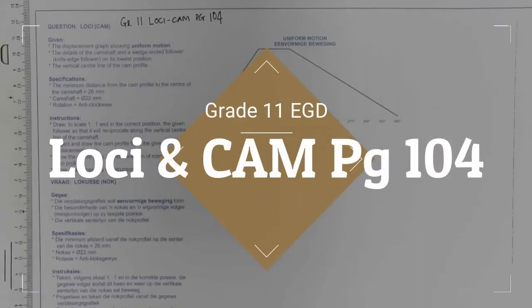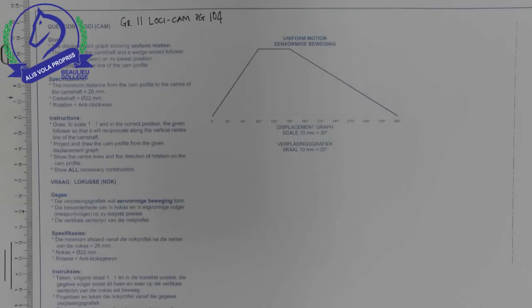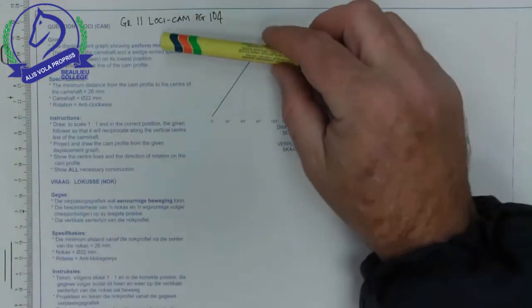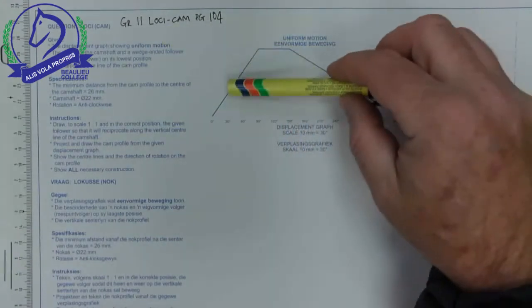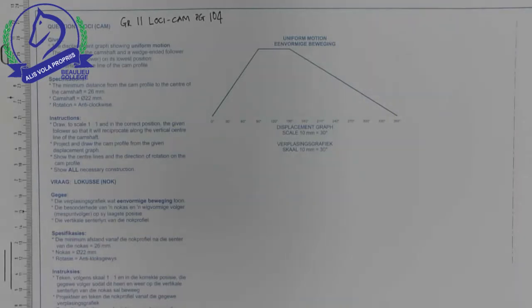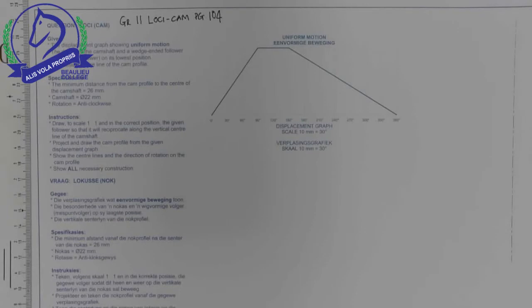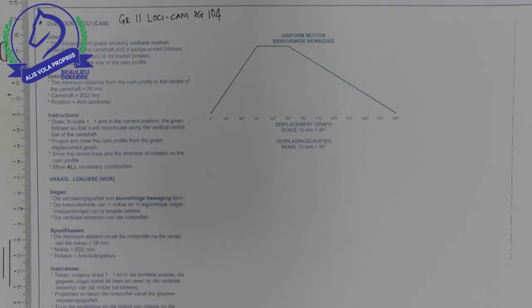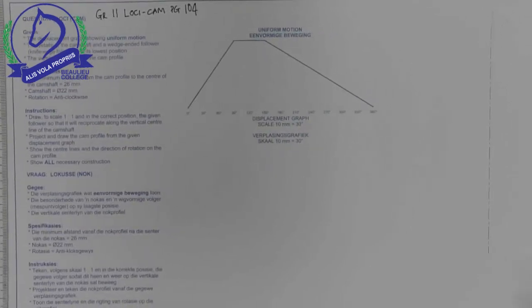Hello grade 11s. Today we are carrying on with the Loci section, and this is the first drawing of the CAM. This is on page 104 in your workbooks. If we read the instructions, the displacement graph showing uniform motion has been given. The details of a cam shaft and a wedge-ended follower are also shown, and they've got the vertical center line that's been included as well.